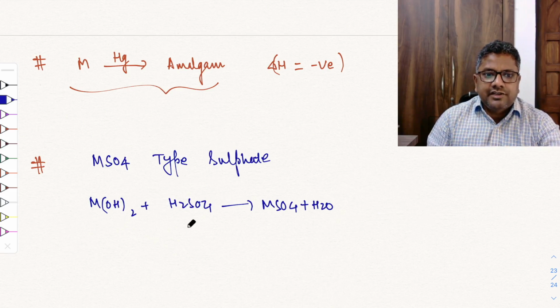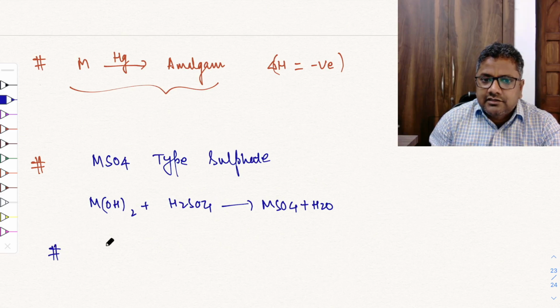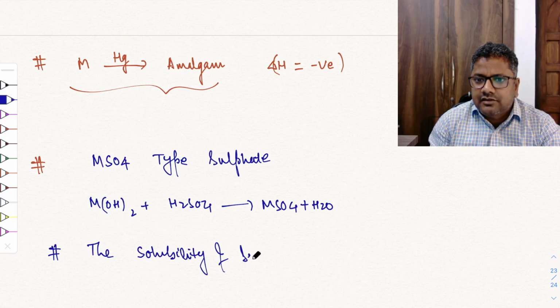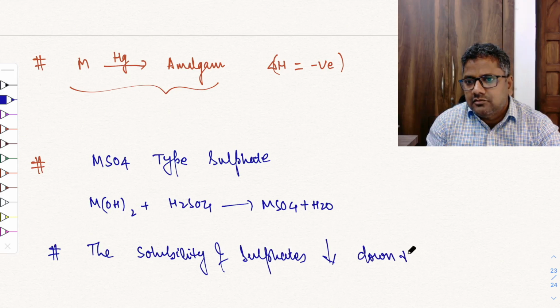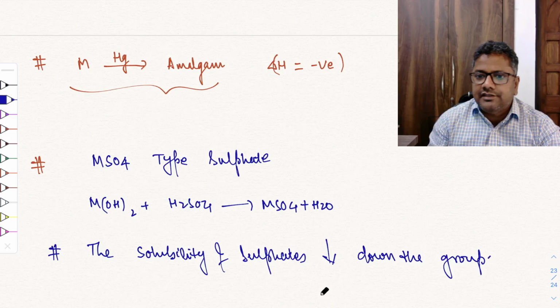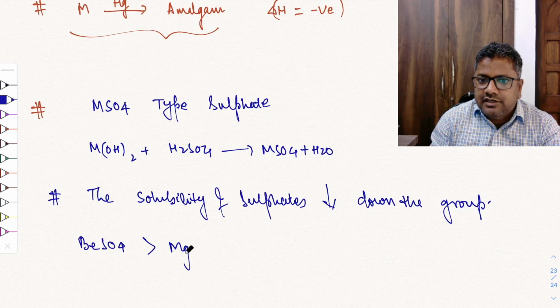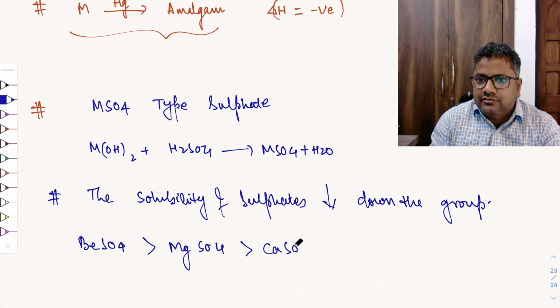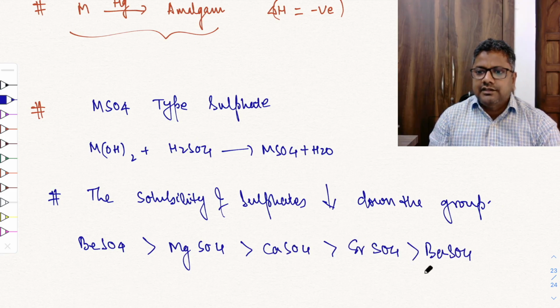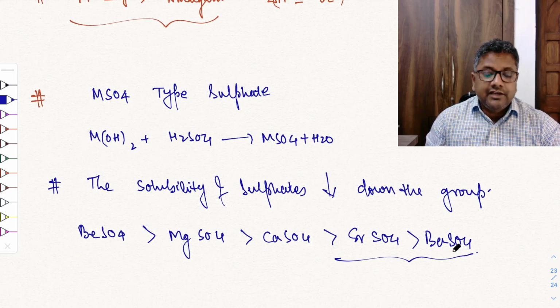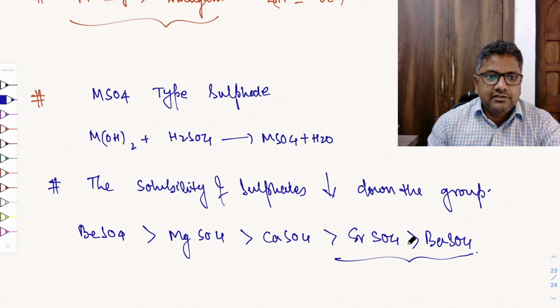See, the solubility of sulfates decreases down the group. The important point is the solubility of sulfates decreases down the group, right? So you have this order, BeSO4 maximum soluble, then MgSO4, then CaSO4, SrSO4, then BaSO4, and these are almost insoluble, right? And for the precipitate, barium sulfate is a well-known white precipitate, right?